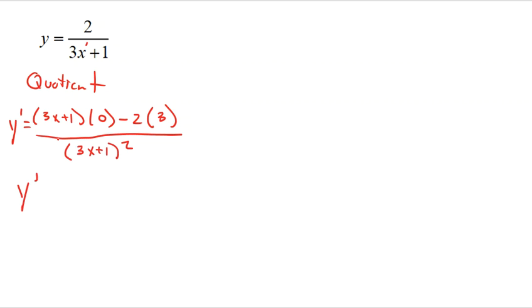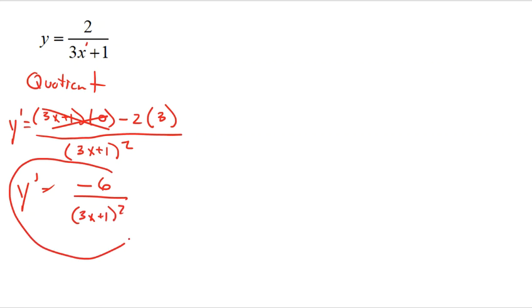All right, cleaning this up, we get 3x plus 1 times 0, which is completely wiped out, so we get a negative 6 on top, all divided by 3x plus 1 squared. Very easy, very fast. I mean, come on, so simple, right?